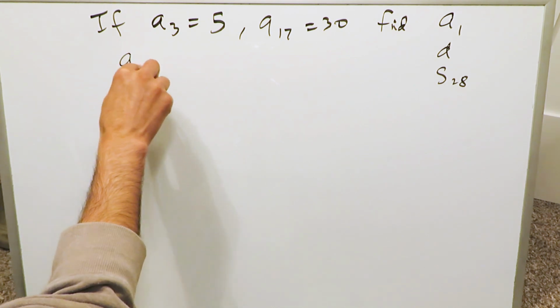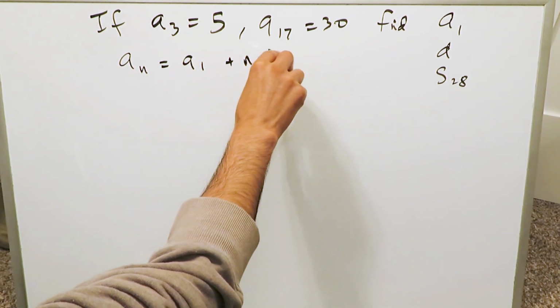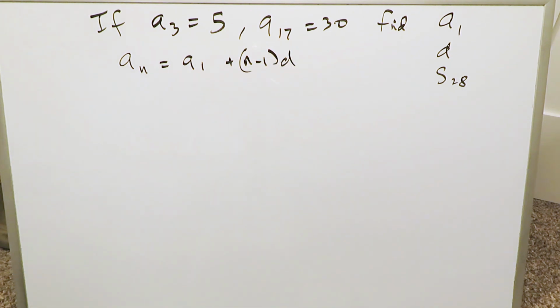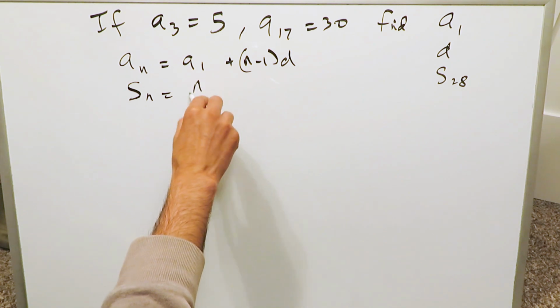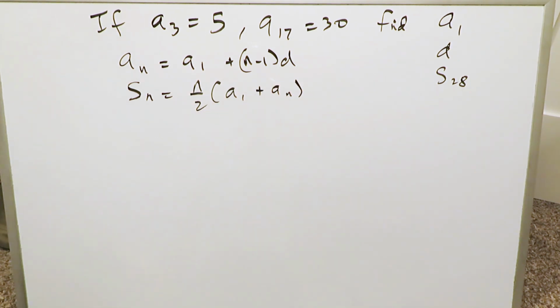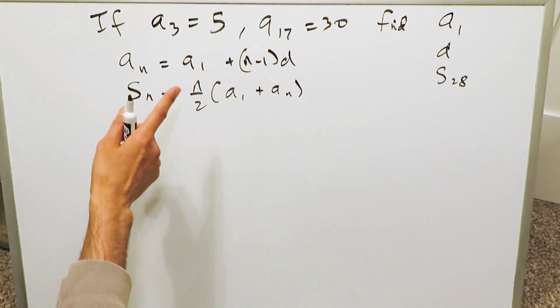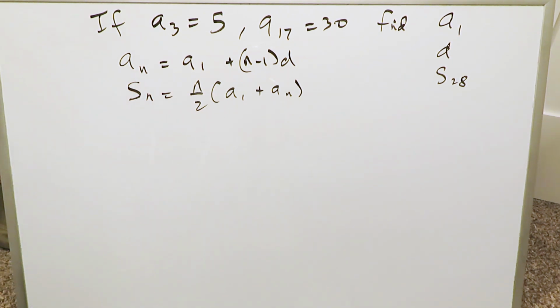Remember the formulas. The nth term is always equal to a1 plus n minus 1 times your common difference. With regards to the sum, you can always say the sum of the n terms is equal to n over 2 times your first and the nth term in a sum relationship. Now we have the third term is equal to 5, the 17th term is equal to 30. Why don't we set up a system of linear equations?